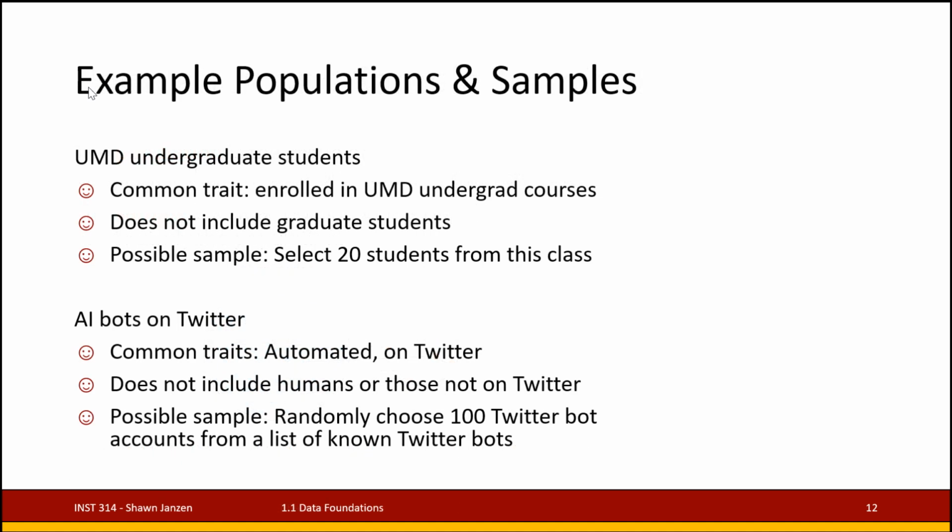We just mentioned the undergraduate possibilities, but let's look outside the iSchool. We can also think about AI bots on Twitter. What common characteristics do they have? Well, they're both automated, and they're both on Twitter. So they don't include people's accounts on Twitter, and we aren't including accounts that aren't on Twitter, like Instagram or Facebook. But we want to think about the sample. If that's all of the bots that could exist on Twitter, a sample might be just a list of randomly chosen Twitter bots from an account of known Twitter bots.